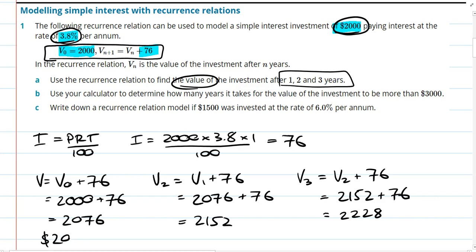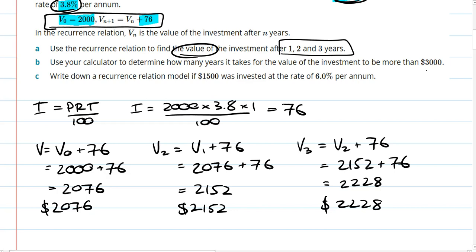Each of those is in dollars. So we'd have $2,076, $2,152, and $2,228. So the second question here asks us to use our calculator to determine how many years it will take for the value of the investment to be more than $3,000.